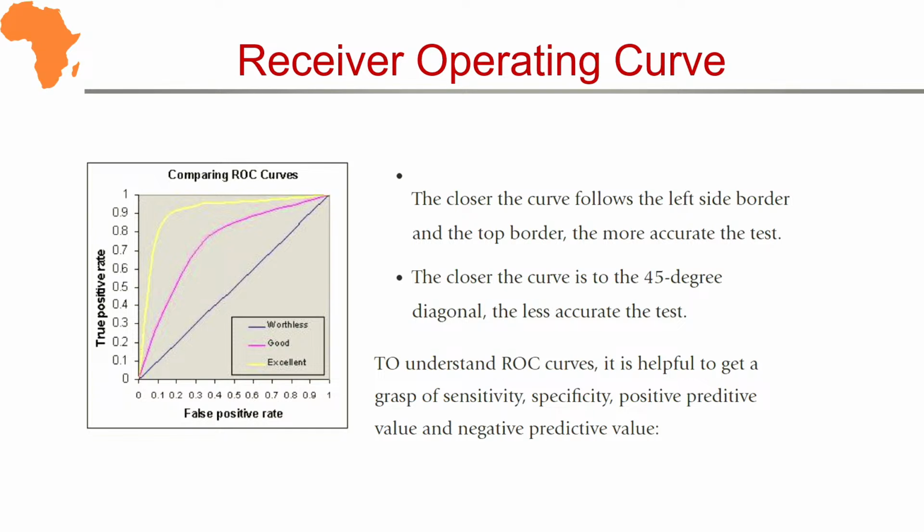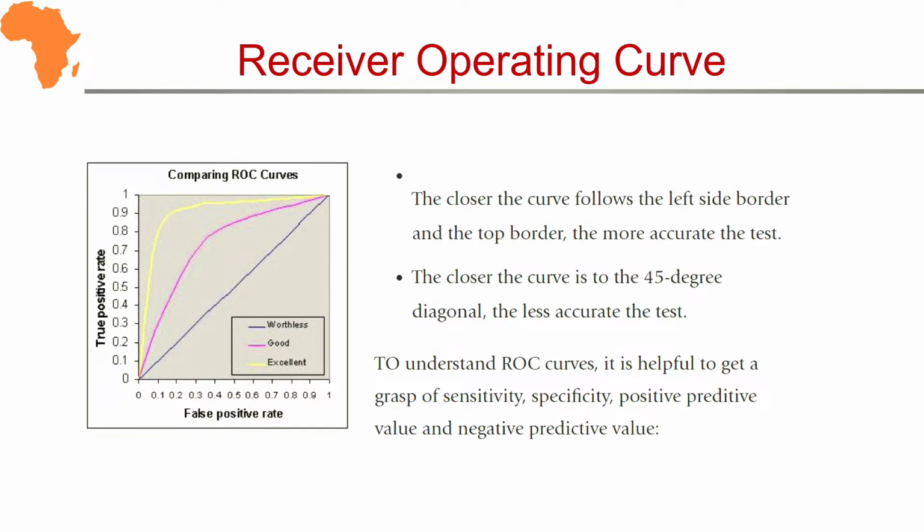So false positive rate is what? 1 minus specificity. True positive rate is sensitivity. So this is sensitivity and this is 1 minus specificity, and we plot them against each other. And then we have differences.